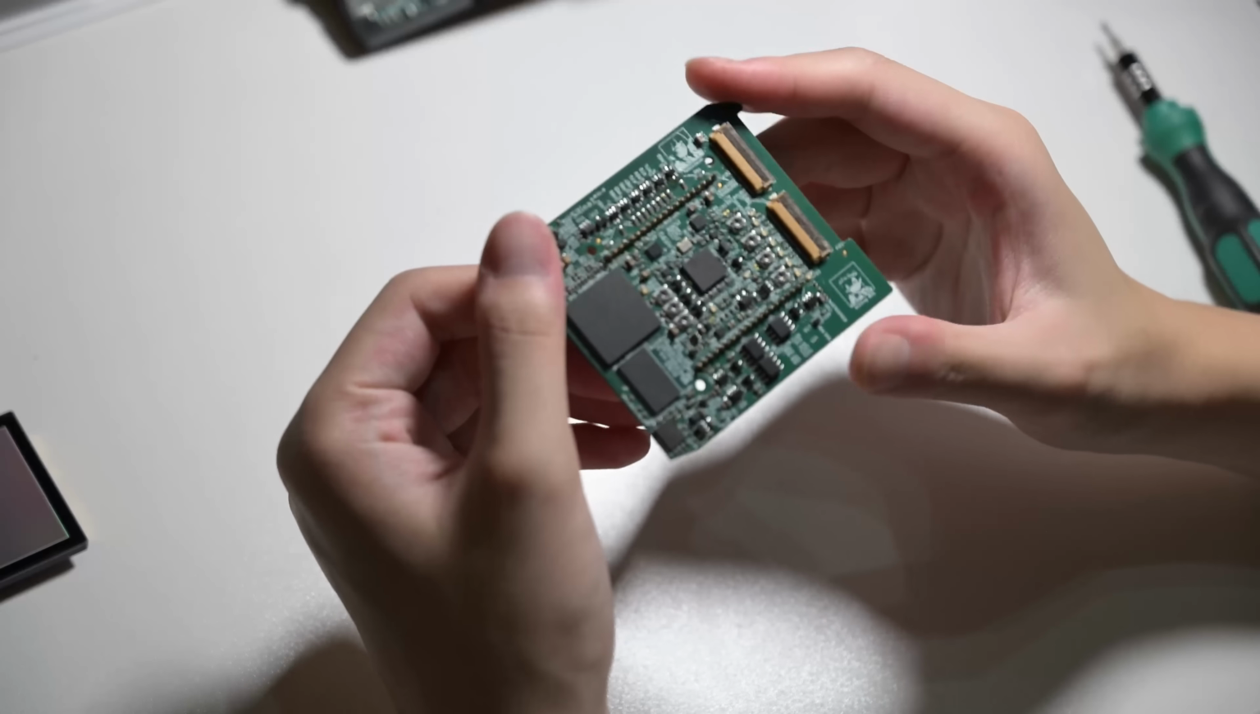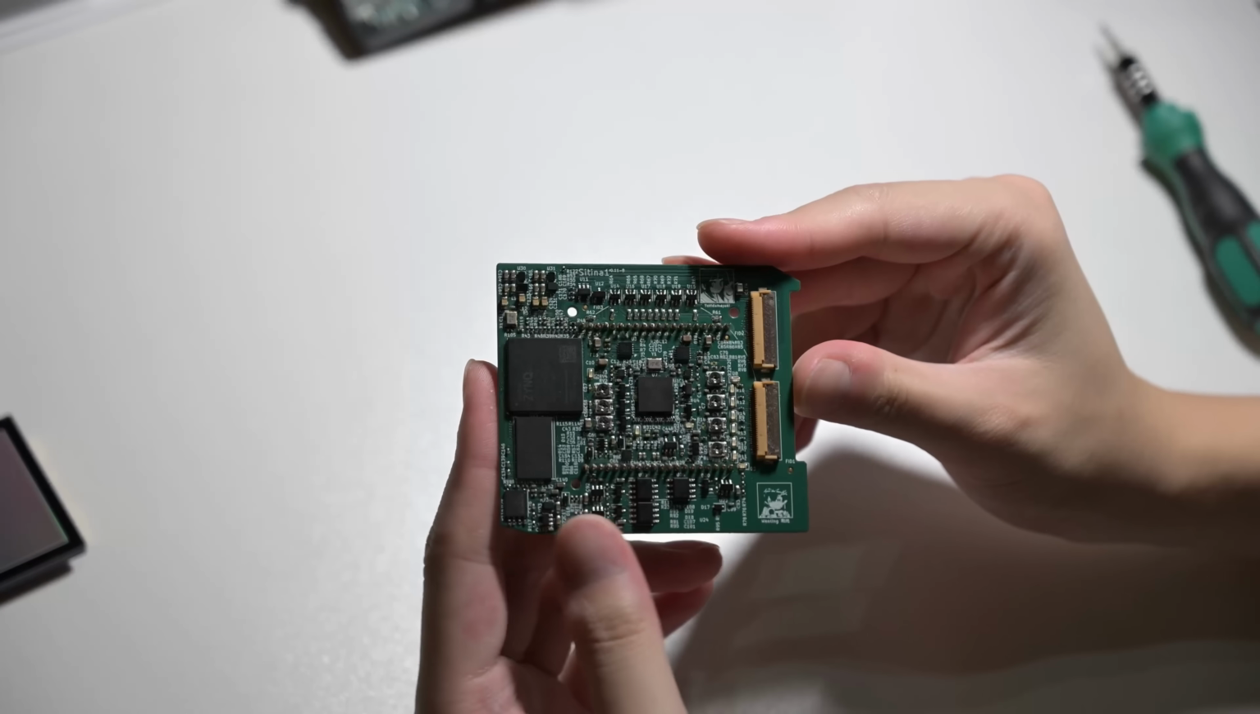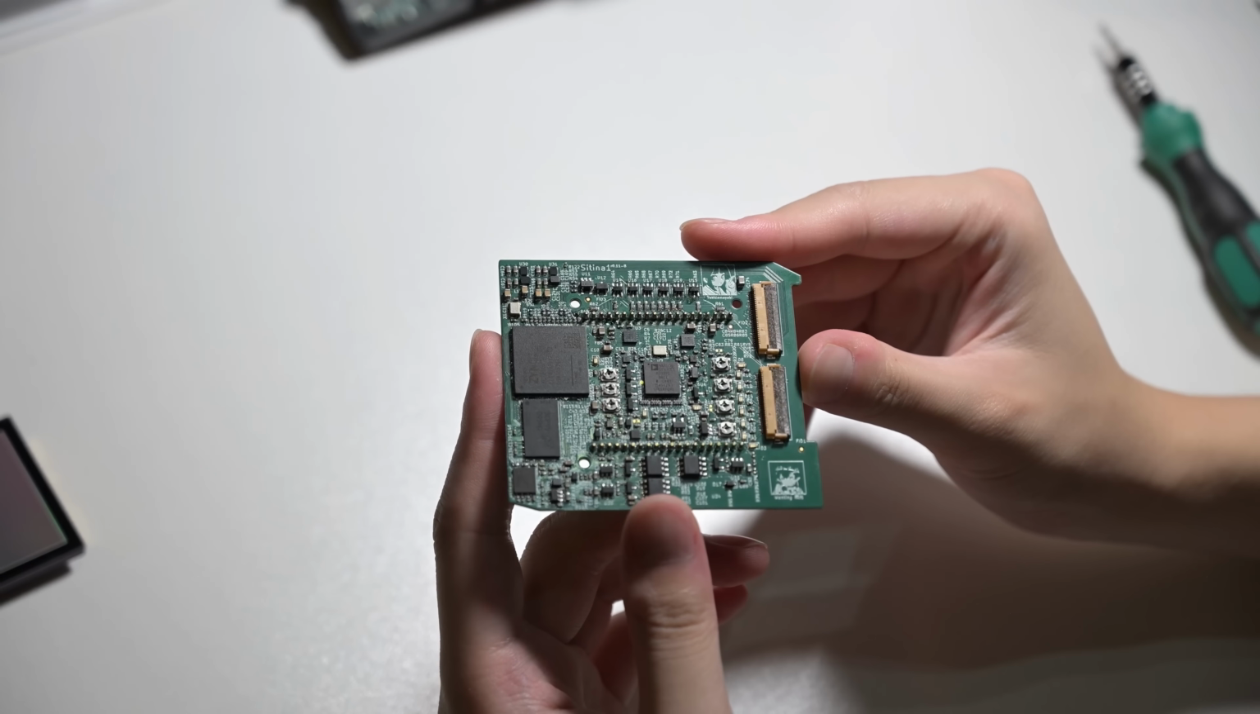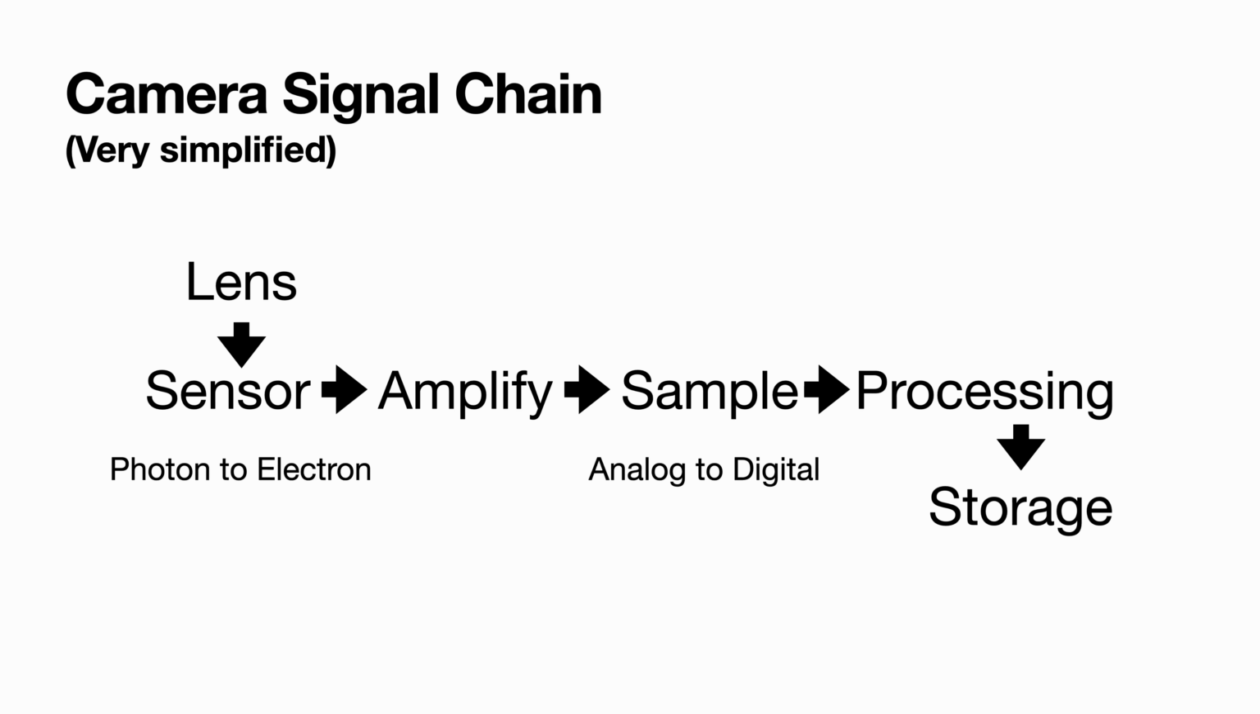Next up is the main board. The main board integrates most of the core components of the camera. We can take a look at the signal chain. First of all, the light passes through the lens and enters the sensor. The sensor converts the light signal into an electrical signal. The signal is amplified, sampled, and processed. The image is then presented on the screen or saved in the memory card.